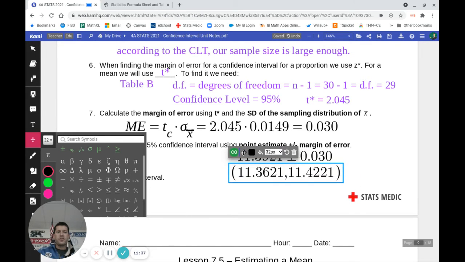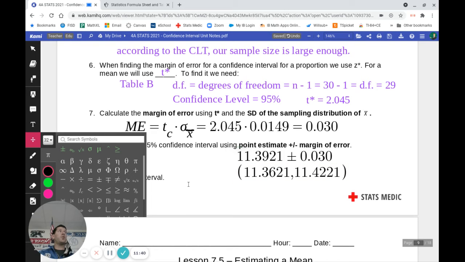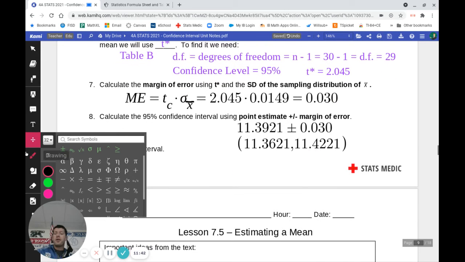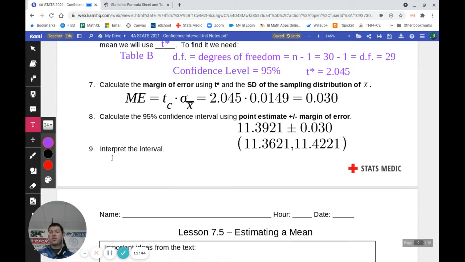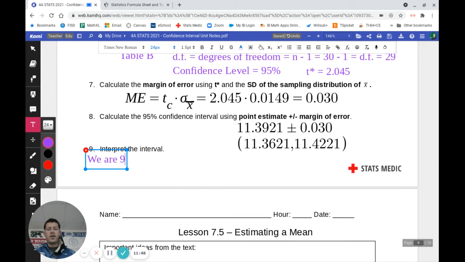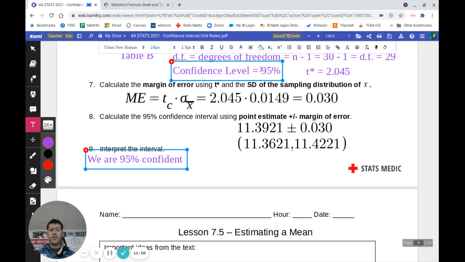And so our final step is to analyze what that means. And so we write this sentence. We start with, we are confident. How confident are we? We're 95% confident because that's our level that we use. That 2.045 came from that 95% confidence level.